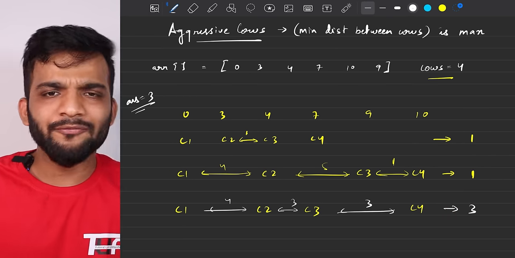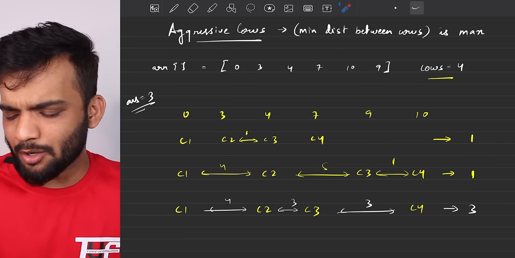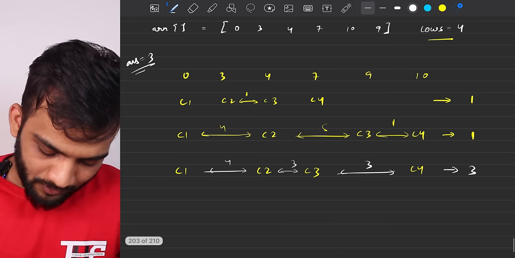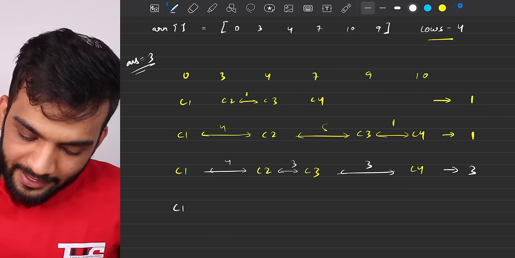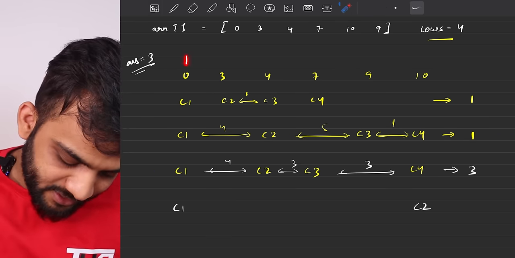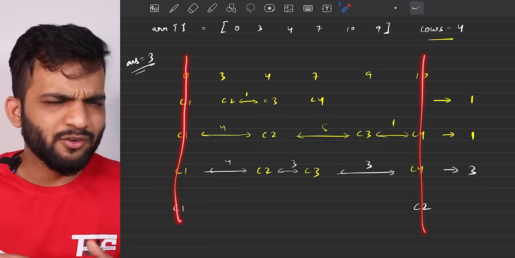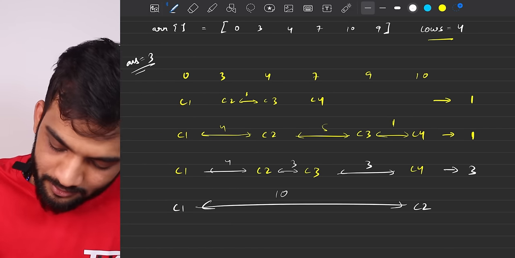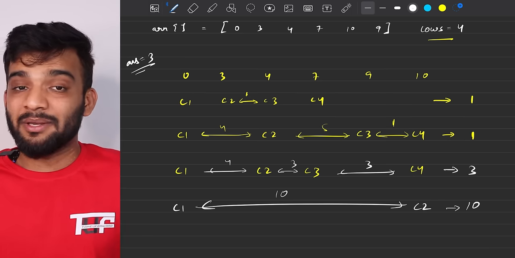You can try out other configurations as well. You will not be able to manage more than 3. Like, you can also try out something like, maybe you can place a C1 here and you will say, I'll place a C2 here, which is basically at 0 and at 10. So if you try to place this, the distance is quite big, 10. And you can say that that is the minimum distance.